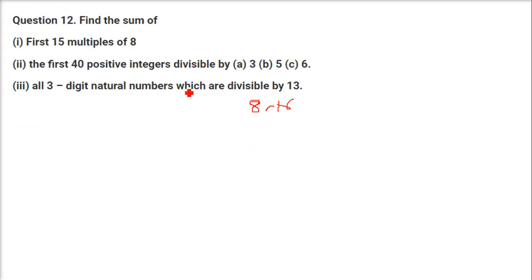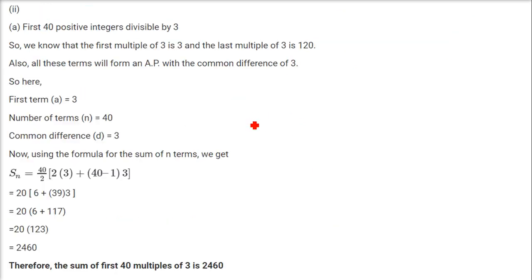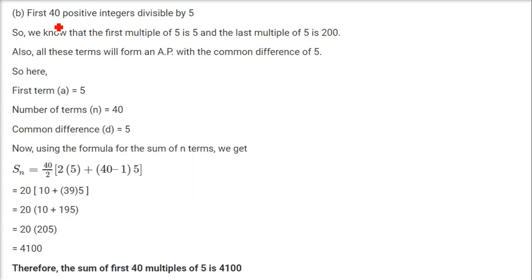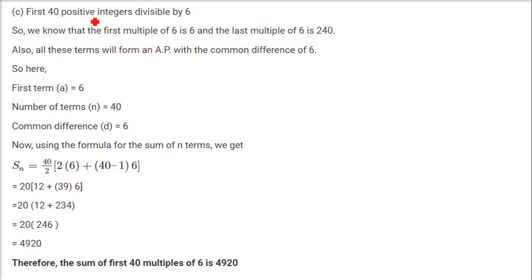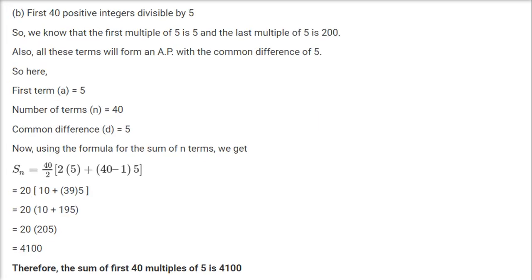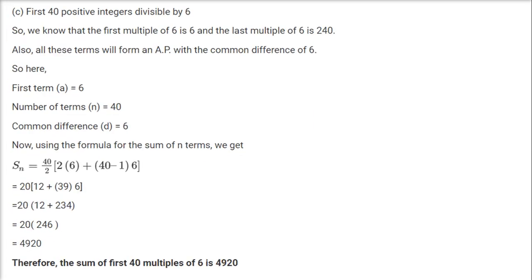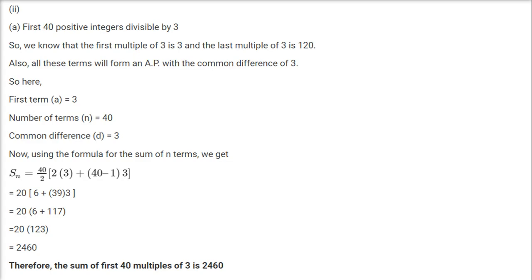This is how we are going to solve it. Now let's go to the second one. The first 40 positive integers divisible by 3, 5 and 6. So I'll take one of these. And then the next one is all 3-digit natural numbers which are divisible by 13. So 40 positive integers divisible by 3, 40 positive integers divisible by 5 and 40 integers divisible by 6. So I will take the first one. I hope this is quite clear. So I'll take the first one so that you understand how to do the next one.